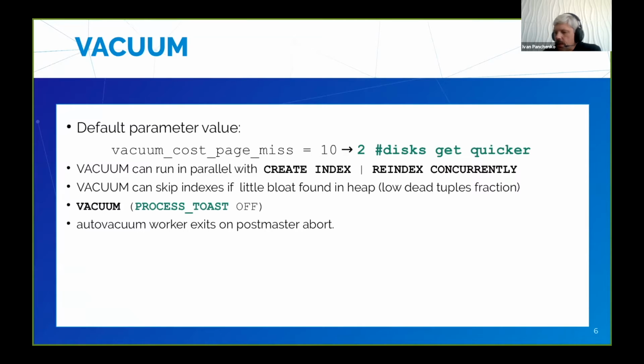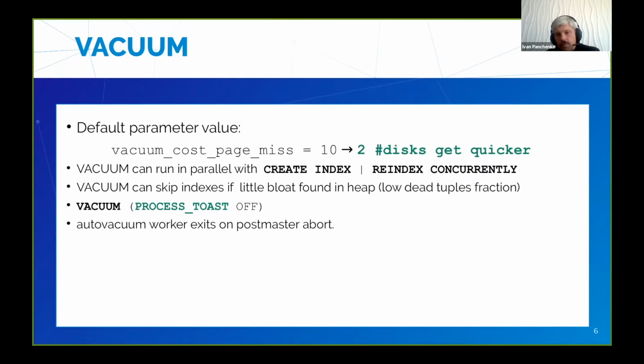Next set of changes are connected with vacuum. There are several changes which make vacuum more efficient. So you see that there is a change of default parameter value. On my slides, green is new. So the reduction of cost of parameters which are connected with vacuum means that usually disks get quicker in comparison with memory. So they are not disks now at all, just some storage. So default values change to reflect their performance more adequately.